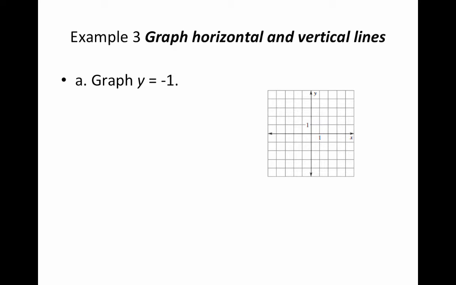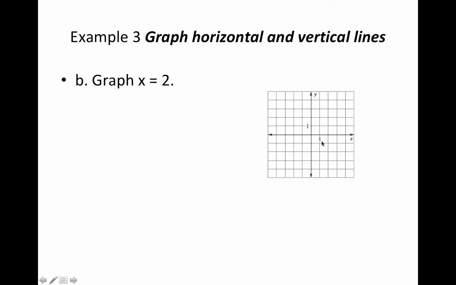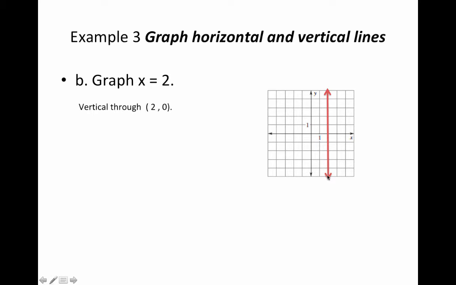So if I have y equals negative 1, I go to the y-axis, I find negative 1, and then I draw the horizontal line through negative 1. Okay, so it's the horizontal line through 0, negative 1. If I want to graph x equals 2, I just come over here to the x-axis and find 2, plot that point, and then draw the vertical line through it. So we end up with a vertical line through the point 2, 0.